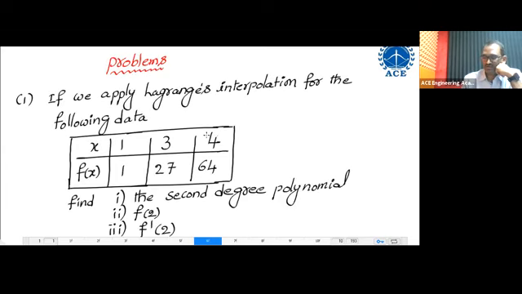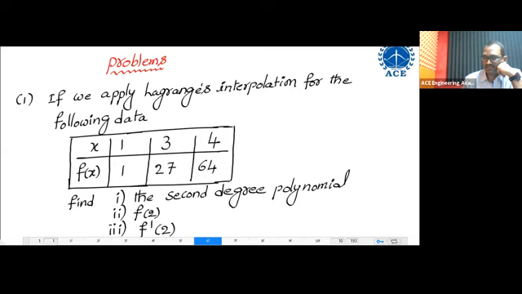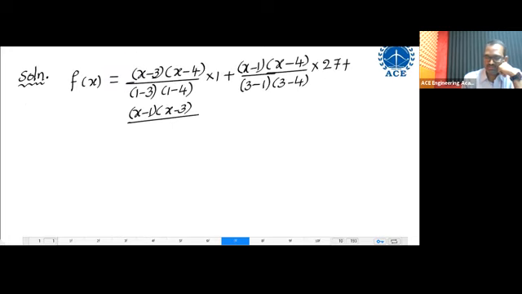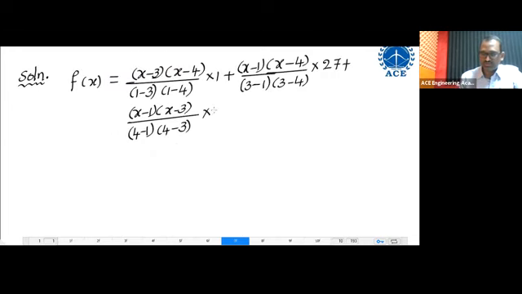You are writing the third term, so assume that the third term has been deleted. The numerator should be x minus 1 into x minus 3. Denominator: you are writing the third term, no? The denominator is third term minus first term into third term minus second term, that is 4 minus 1 into 4 minus 3. This is multiplied by the third y value. What is the third y value? 64.